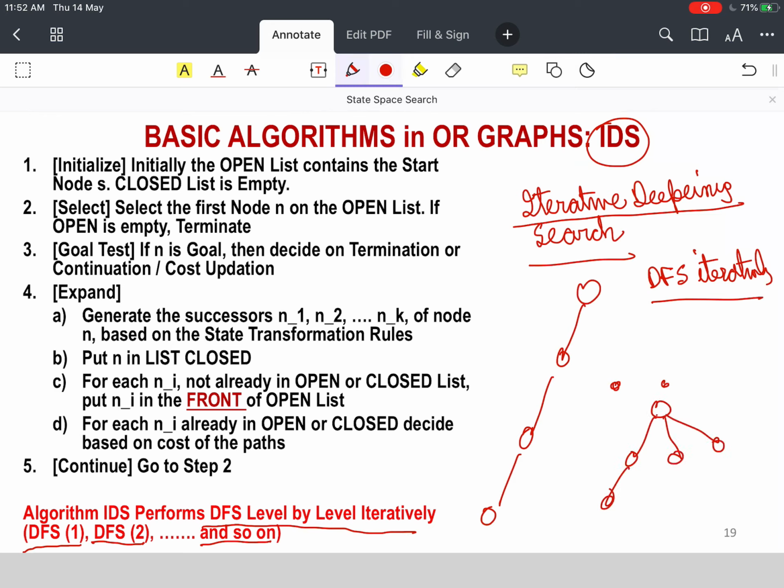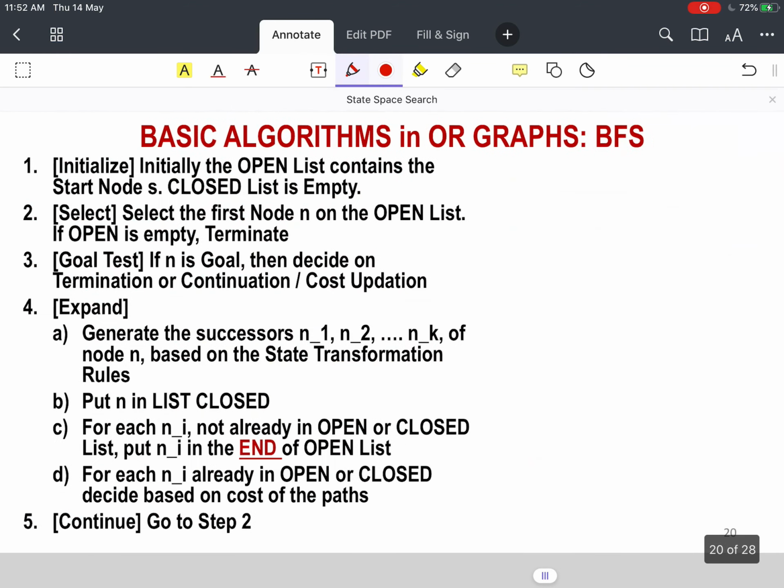So if this was the state space that is generated, then it would do DFS up to level 1, then DFS up to level 2, and so forth. We'll see the clear examples as we move ahead. So it restarts, but it has the advantage, as we shall see later, of not going blindly in one direction like depth first search. The third approach that we have is called breadth first search.